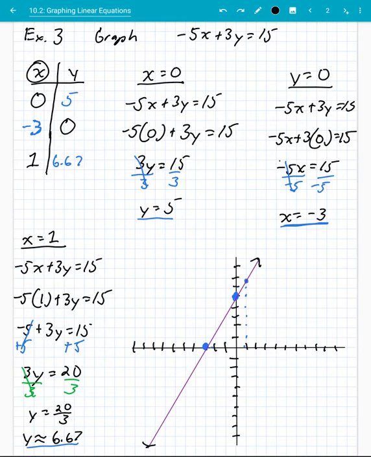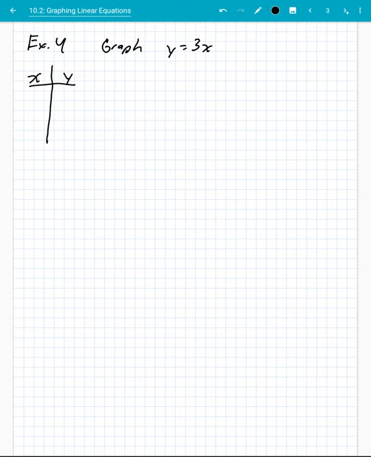All right, so that's graphing so far using the T-chart. Let's see if the book has another one. We got another interesting looking one. Let's go ahead and do example 4. This one wants us to graph y equals 3x. Again, easiest way to graph something is to just make a T-chart. I'm going to make x equal 0. That's one of our easiest ones.